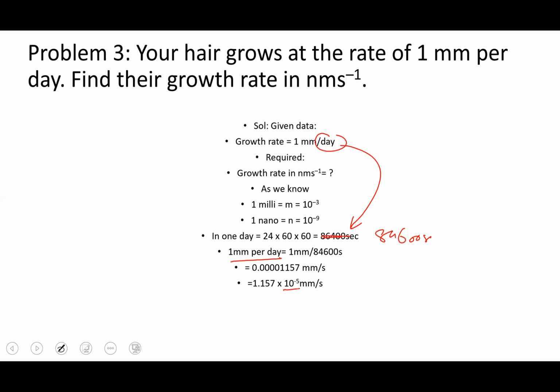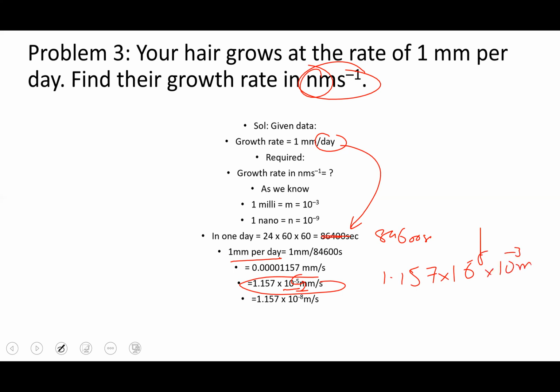Now, in this case, it is millimeter per second, but our answer was required in nanometer per second. So we have to convert the milli into nano. So 1.157 into 10 to the power minus 8, because milli means 10 to the power minus 3 and minus 5. That means 1.157 into 10 to the power minus 5 into 10 to the power minus 3, because it was millimeters. So when we add them both, it will be 1.157 into 10 to the power minus 8 meters. So it is written in 10 to the power minus 8 meters, and we have to convert that into nano.